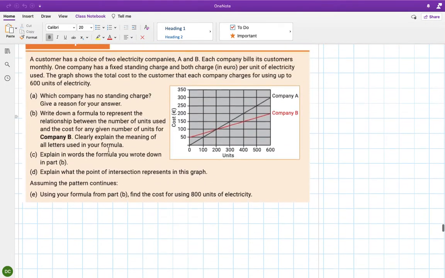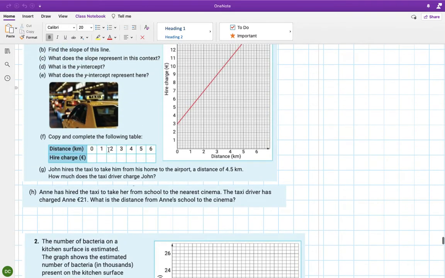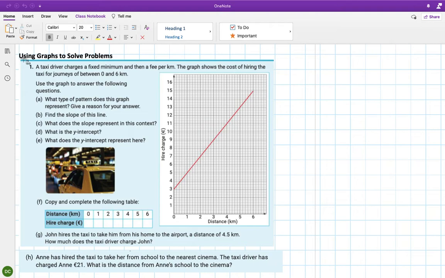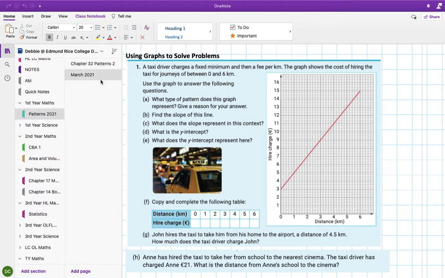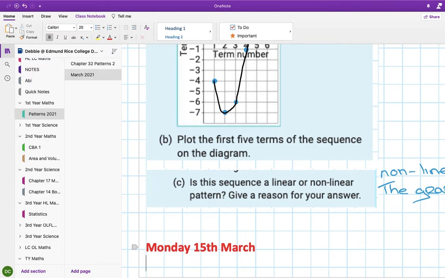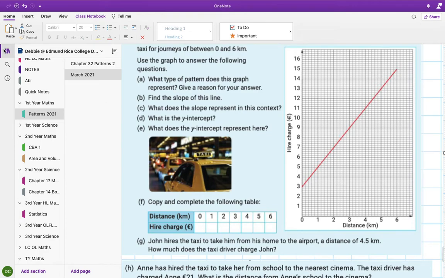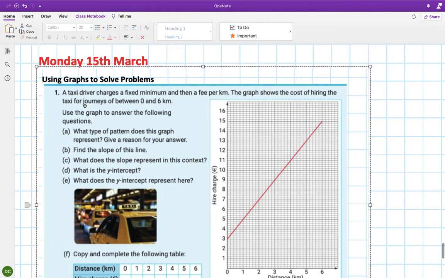So there's all different types of problems. There's loads of them here, okay? So I'm just gonna pick one. We'll just do the taxi one, okay? So I'll throw it into the page here and then I'll have a look, talk about it. Okay, so we have a taxi driver, we have a graph, just like we had a minute ago.